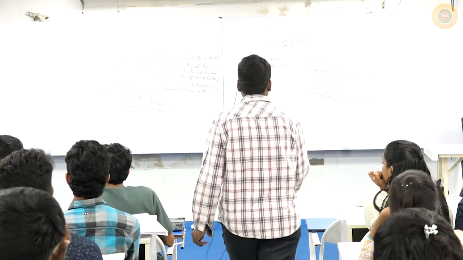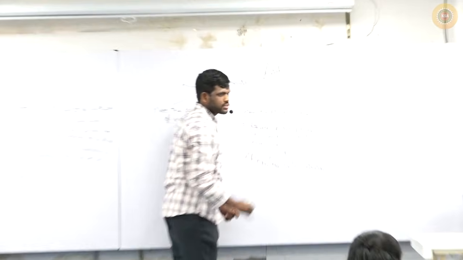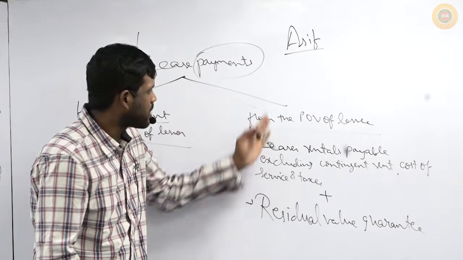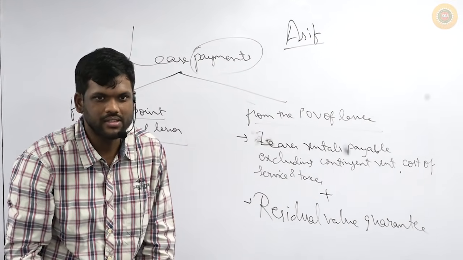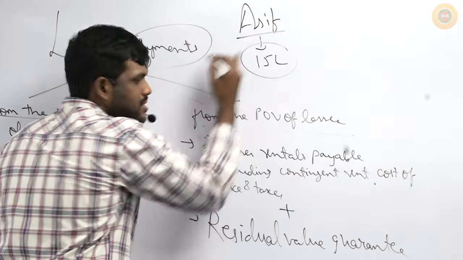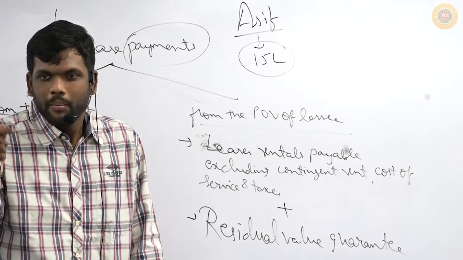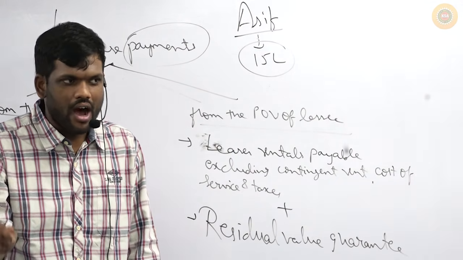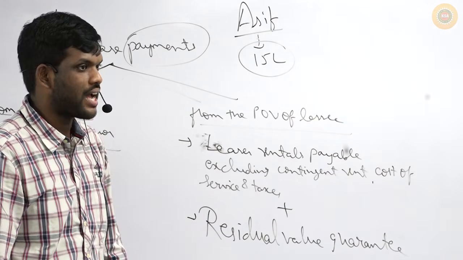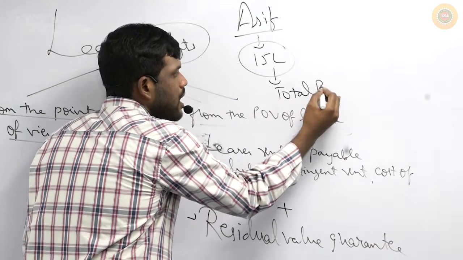Everyone please listen. Orientation purpose. Asif is going and checking in the market today. What is the residual value of this building after 3 years? He is estimating that it will be 15 lakhs. Based on the market conditions, today Asif is estimating that after 3 years he can sell this building for 15 lakhs. This is the total residual value.